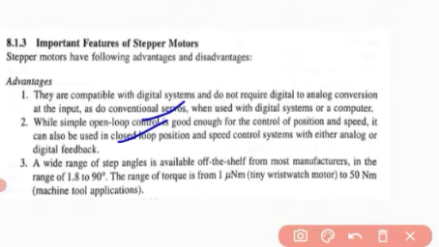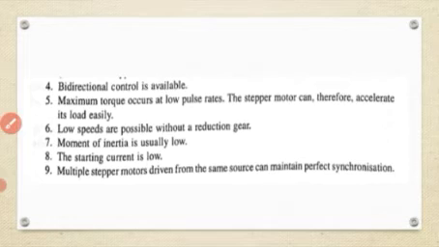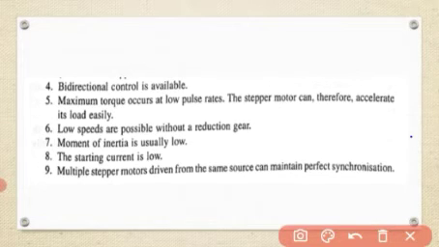The range of torque is from 1 micronewton meter to 50 newton meter. This is the rating of the stepper motors, a wide range we can get. The next one, the fourth, is that bidirectional control is available. Bidirectional means we can control either direction, anti-clockwise or clockwise.